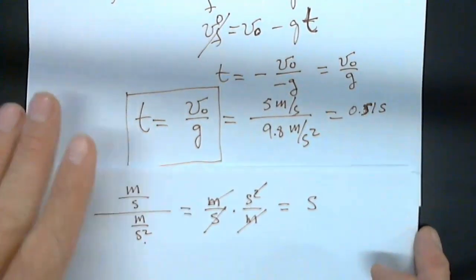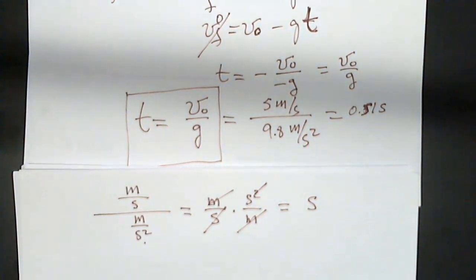Another question could be how high it goes, or what is the displacement, because I don't know what y naught is. I don't know where his hand was. I could write this equation like this.